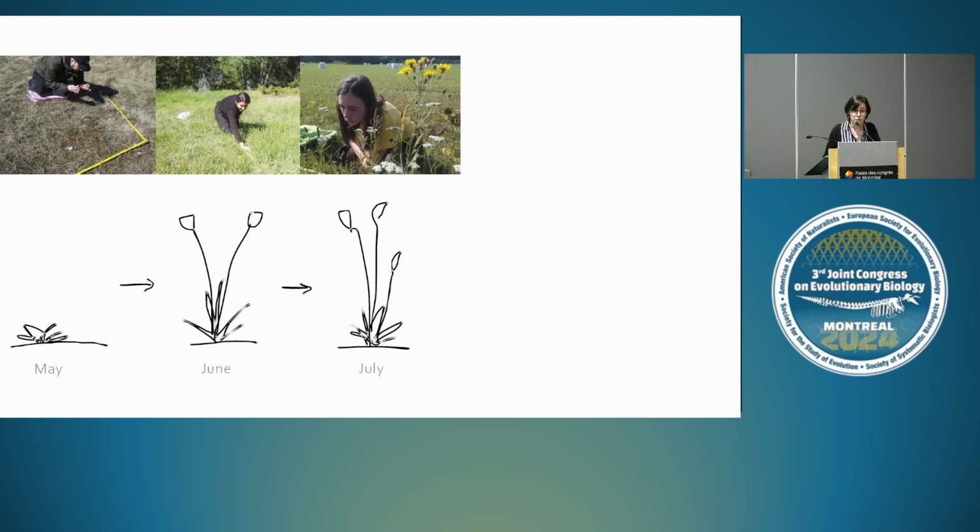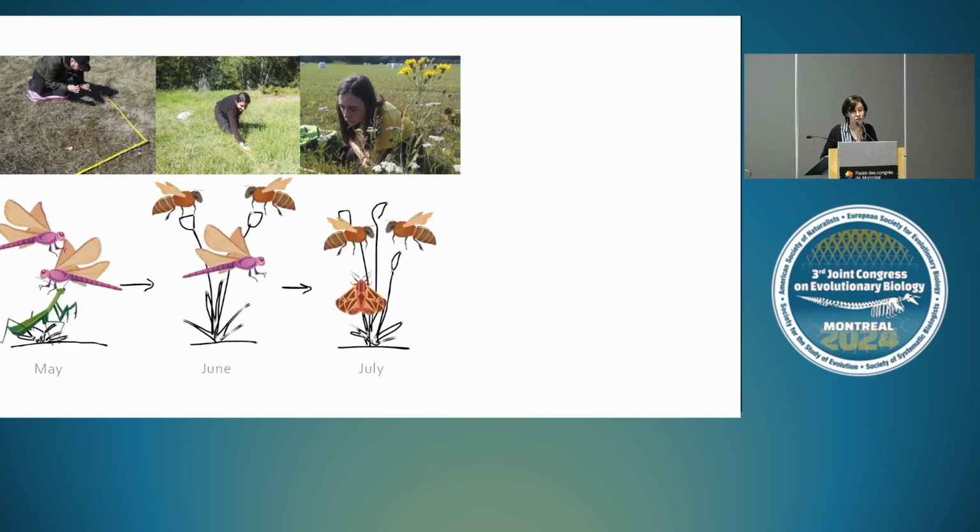And this can be explained actually by what we observed in the field. So when we go to the field, we see that in May, the plants are very small because this winter just ended, the snow just melted. But then in June and July, we have a huge peak of flowers. And it's interesting that each time point here can actually attract a different insect community.